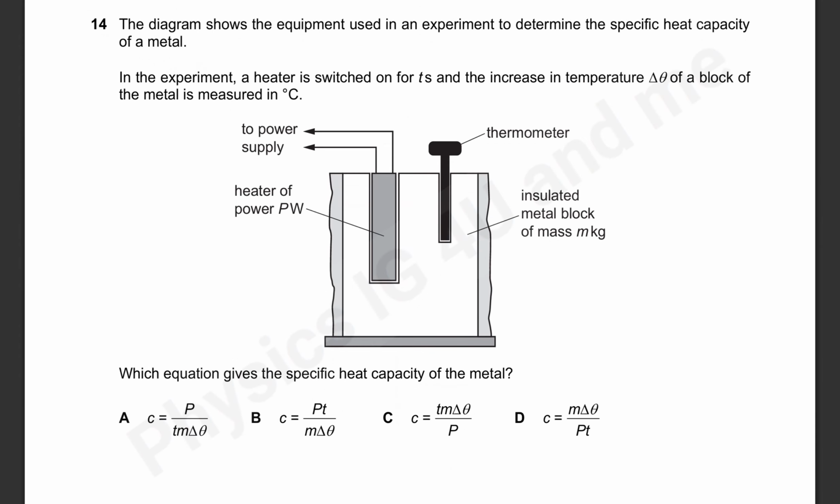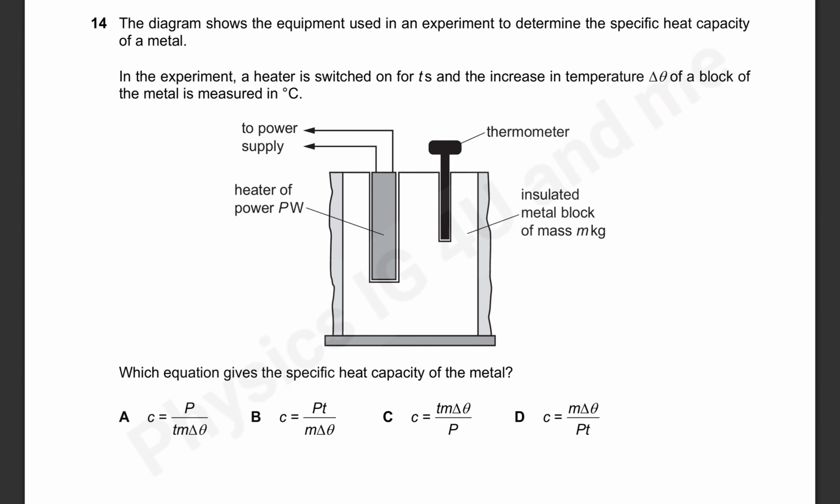Now question 14, it says the diagram shows equipment used in an experiment to determine the specific heat capacity of a metal. In the experiment, a heater is switched on for a time in seconds, and increases the temperature by delta theta of a block of metal. And it is measured in Celsius degrees. What do they want? They want which equation gives the specific heat capacity of the metal.